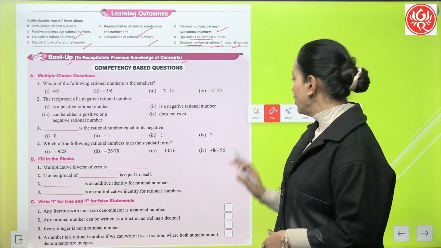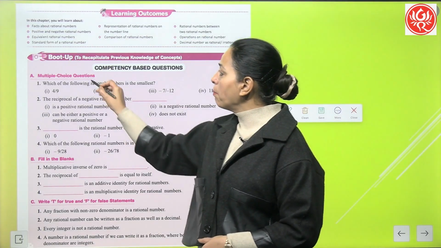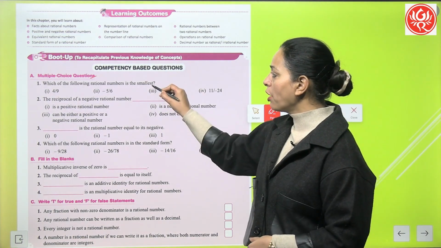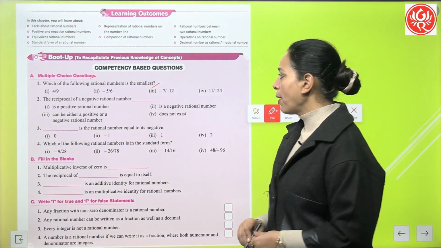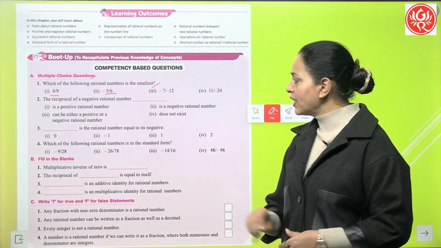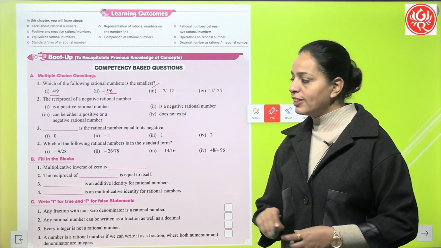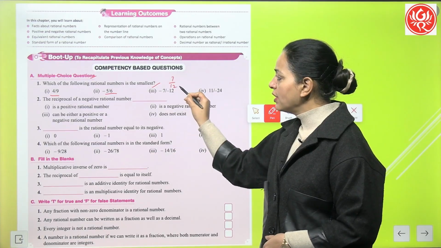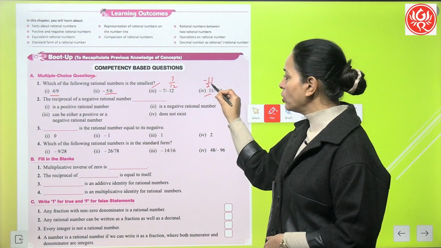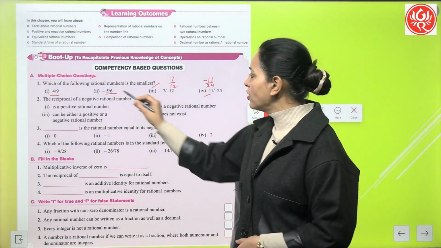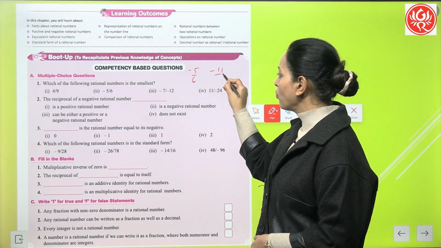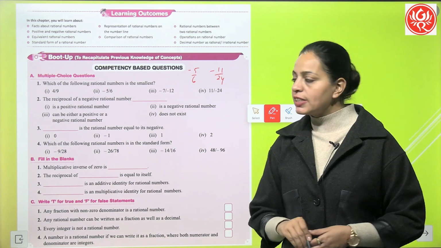Competency based question. The first one, A part, multiple choice question. The first, which of the following rational numbers is the smallest? What do we have? One number is 4 by 9, minus 5 upon 6. This is minus 7 upon minus 12, so it becomes positive 7 upon 12, and this is minus 11 upon 24. So out of these two, minus 5 by 6 and minus 11 by 24, which number is smallest?